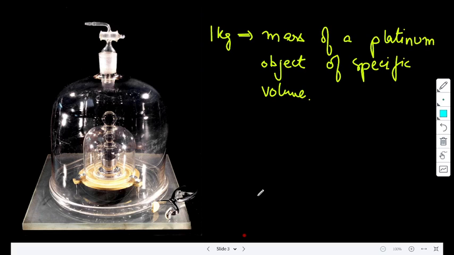This is 1 kg. Now 1 kg is the mass of a platinum object of specific volume. It is kept in France, and that is taken as 1 kg, and every other thing is compared to this mass of platinum.